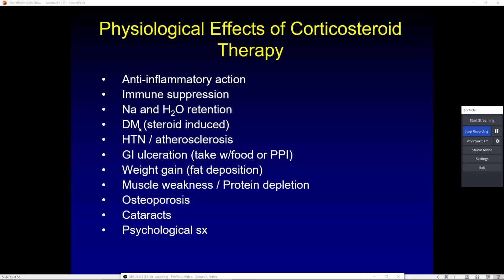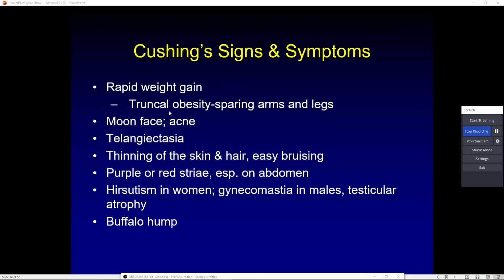Osteoporosis, cataracts, and we can have psychological effects too. Depression is very common. So, fun fact. Cushing signs and symptoms, what do we have? Rapid weight gain. Typically in the trunk. We don't usually get arms. So you'll see somebody with a very large trunk. The diameter is increasing rapidly. Waist is increasing rapidly. But the arms and legs don't seem to be having a lot of fat deposits. Okay. Moon face, acne. I love this next word. Telangiectasia.